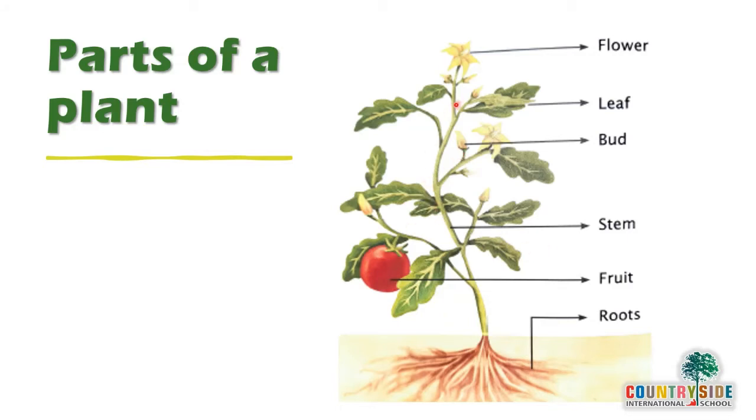Then this is the stem. Okay, this is the stem of a plant. A fruit, everybody knows. And what is this? This grows under the ground and they are called roots.